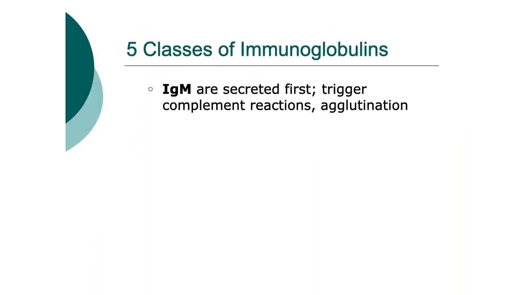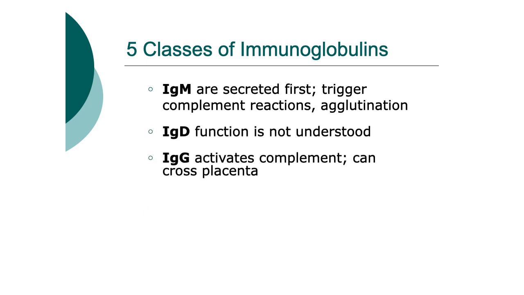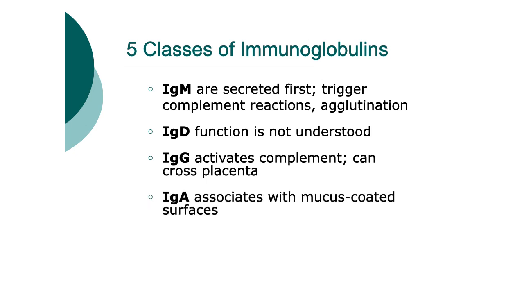Here are the 5 classes of immunoglobulins: IgM, IgD, IgG, IgA, and lastly IgE. Okay, so I would know the 5 classes of immunoglobulins. We're not going to go too crazy on this particular test, but knowing the different immunoglobulins, and there's a review packet that goes over exactly what I'm expecting you to know on this.